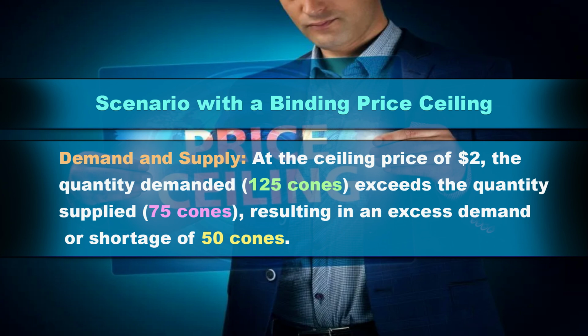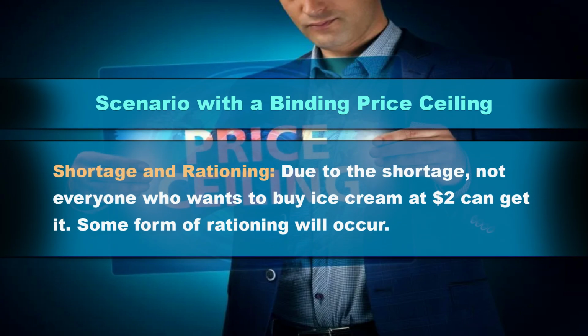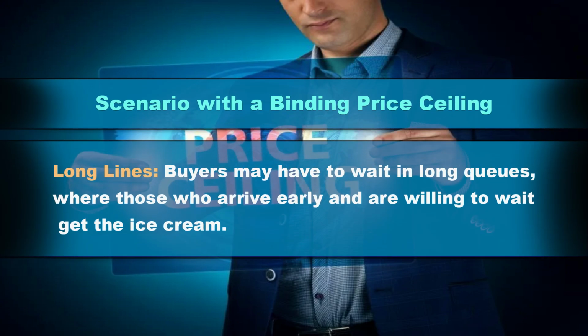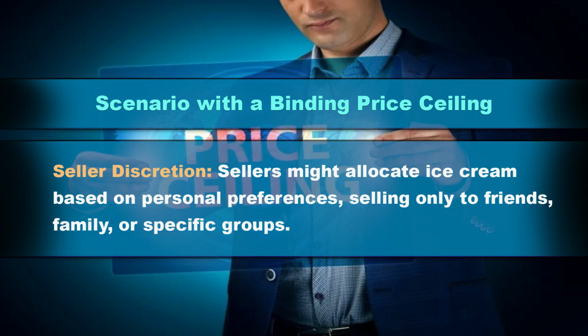in this example. Due to the shortage, not everyone who wants to buy an ice cream at $2 can get it. Some form of rationing will occur. Buyers may have to wait in long queues, where those who arrive early and are willing to wait get the ice cream. Further, sellers might allocate ice cream based on personal preferences, selling only to friends, family or specific groups.